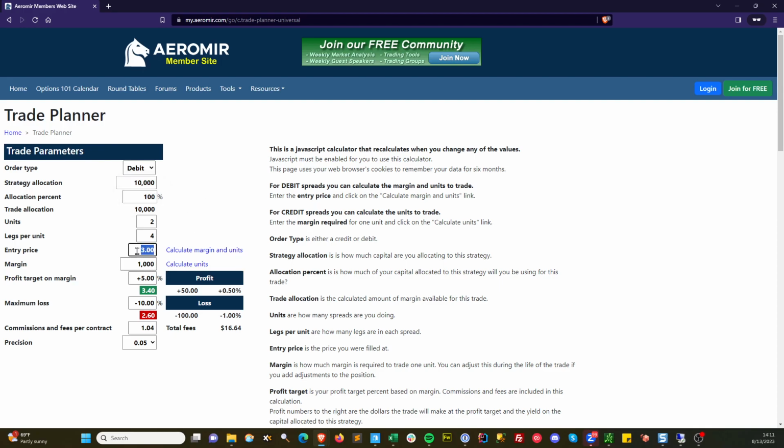So for a debit, whatever you buy, you want the prices to go up. So that's going to be your profit target. And if you do a credit, you're selling it, so you want the prices to go down to make a profit. So we've got strategy allocation.